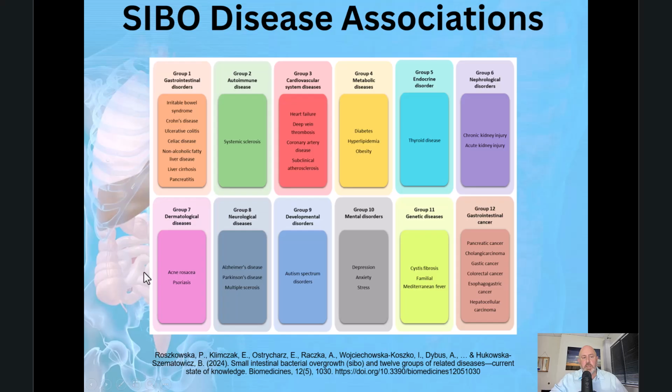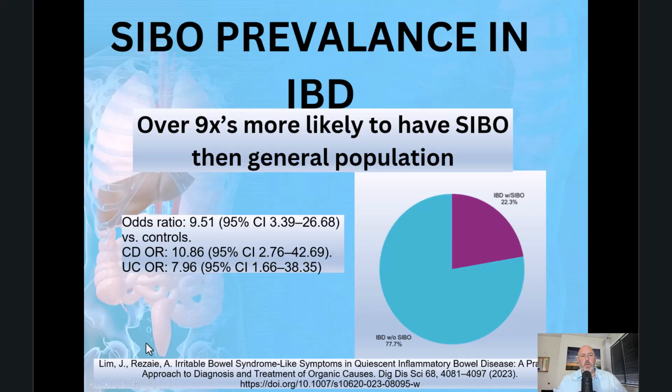Now SIBO, when it is in place, does make other conditions worse, like skin conditions, depression, anxiety, even autism spectrum related symptoms. So for you, the most important thing to know is that if you have IBD, you're 9 times more likely to have SIBO than the general population, even more so if you have Crohn's disease, where you're 10.8 times more likely than the general population. So very important to consider this. It's estimated that 22.3% of those with IBD will have SIBO.